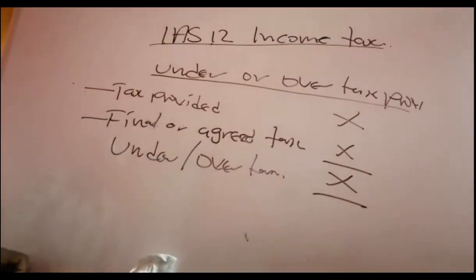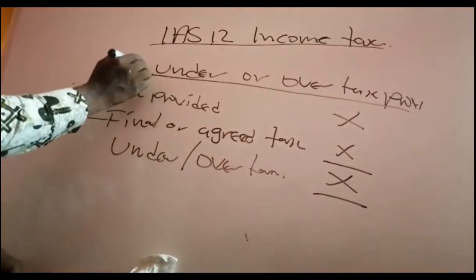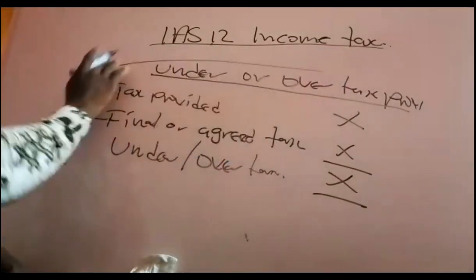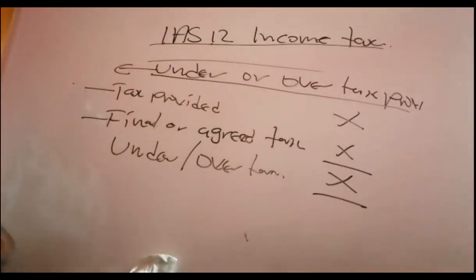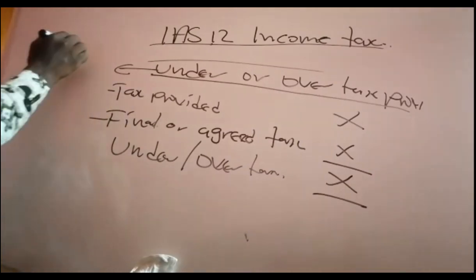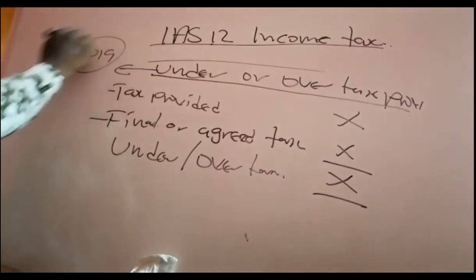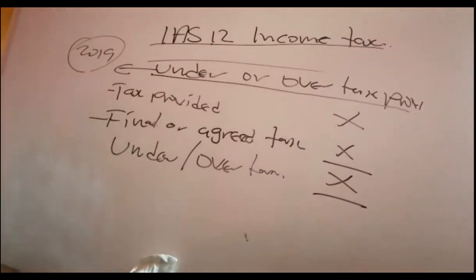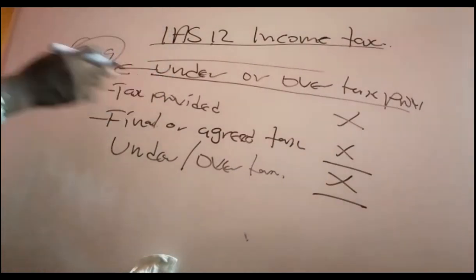Tax provision. That is it. Now let's assume a certain period in 2018. Let me make it clear: under or over tax, you can only reconcile the previous year's tax, not the current year. So if you are preparing the accounts for 2019, you cannot reconcile the 2019 tax. You can only do the estimate.